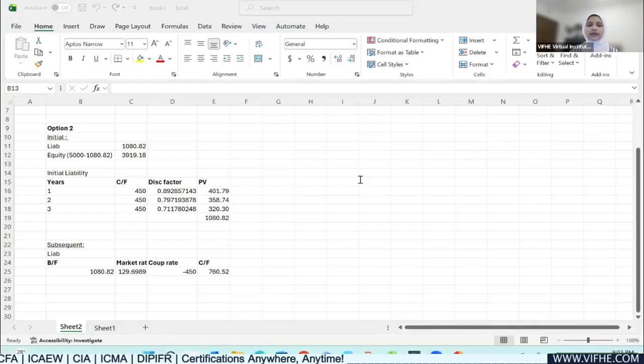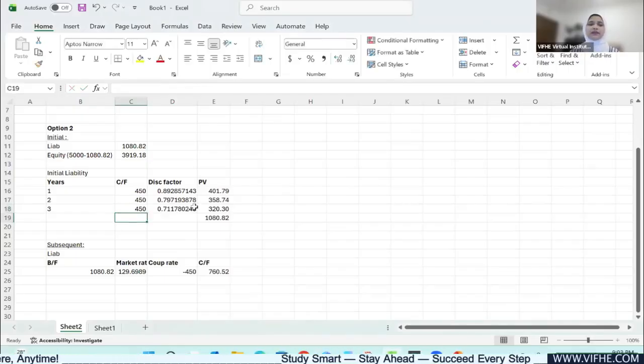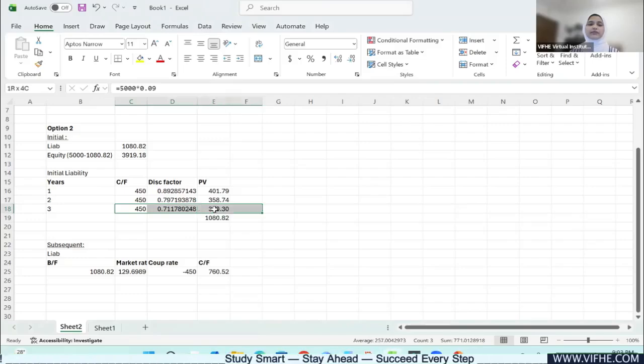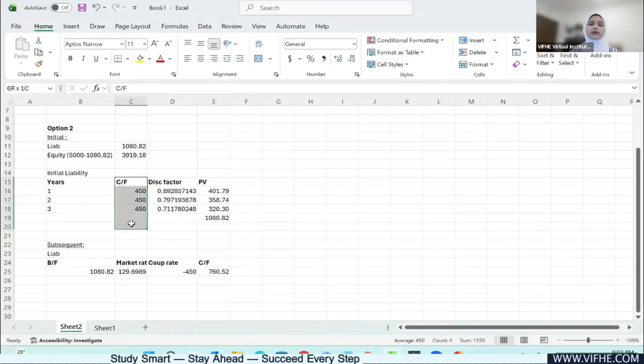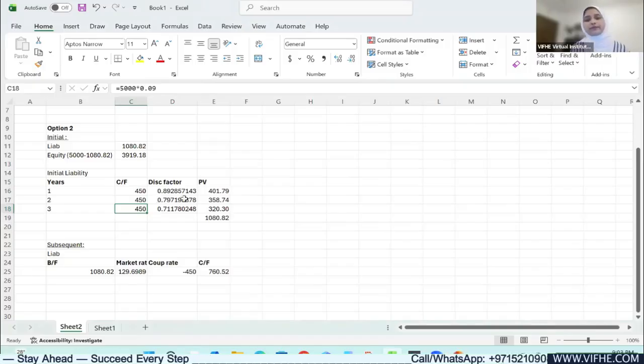Adiola, do not discount the 5,000 in year three, because 5,000 is not even a cash flow of year three. What I am discounting is 5,000 at 9%. This is the coupon interest that I am discounting and bringing to present value. The 5 million itself I am not bringing to present value, because 5 million is not my cash outflow. That's why.